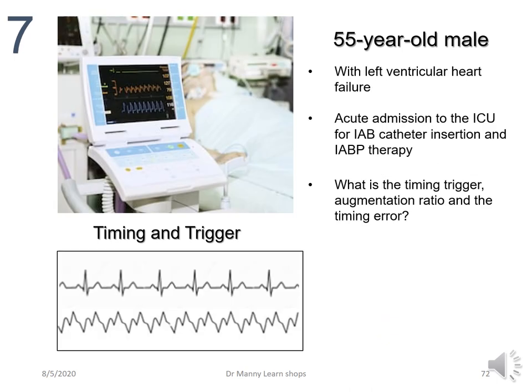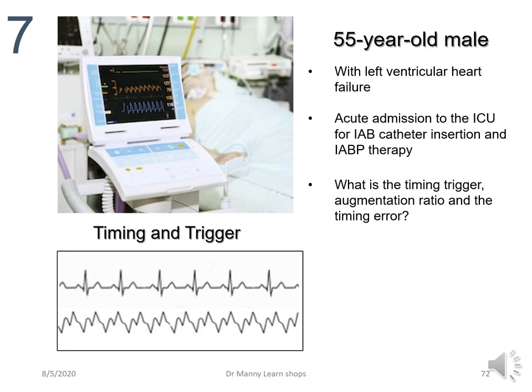Now you've got a 55-year-old male who's got left ventricular heart failure. He's an acute admission to the ICU, and again considered for IABP catheter insertion and therapy. What's the timing trigger? What's the augmentation ratio? And is there a timing error?